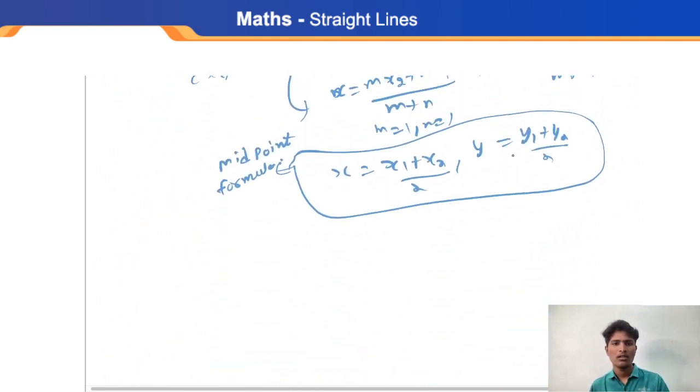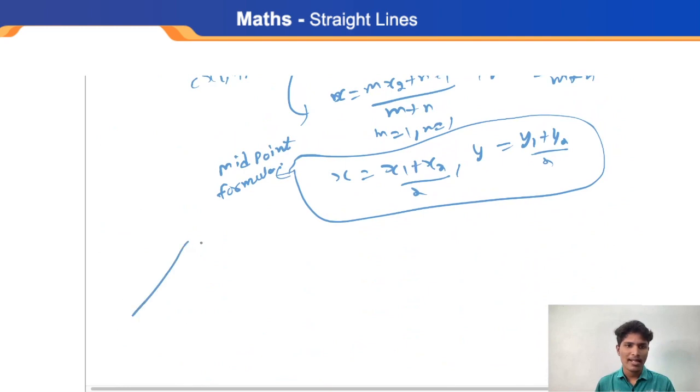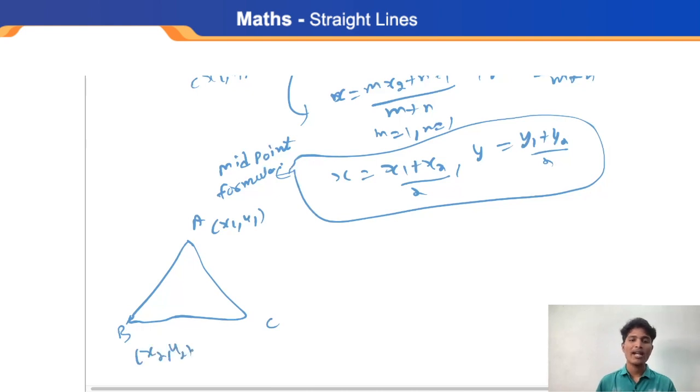Suppose there is a triangle. The triangle here has vertices A, B, and C. That is a triangle ABC. If the points are x1 comma y1, x2 comma y2, and x3 comma y3, now using these 3 points, you have to find the area of the triangle.